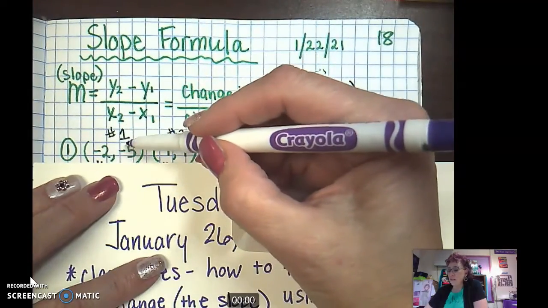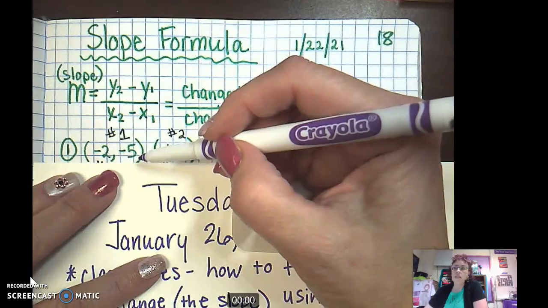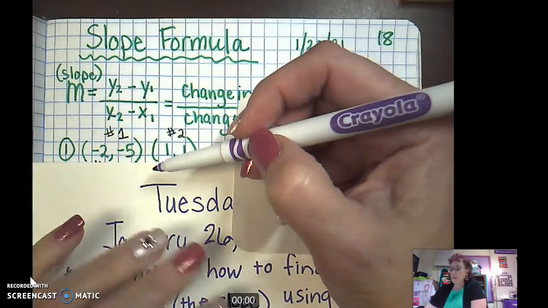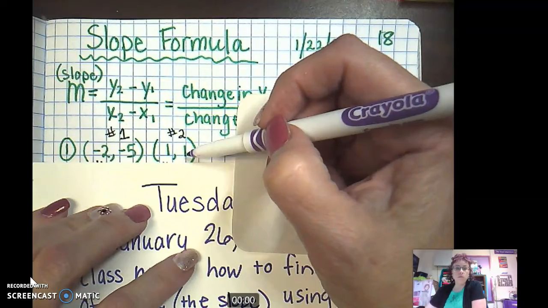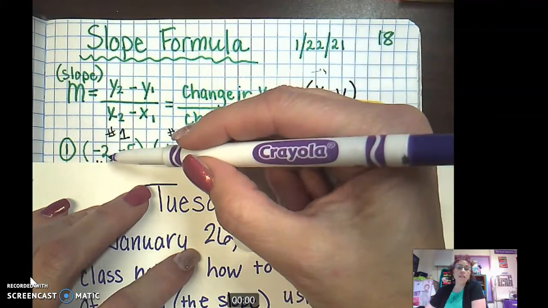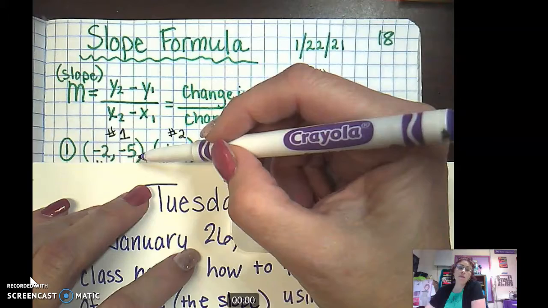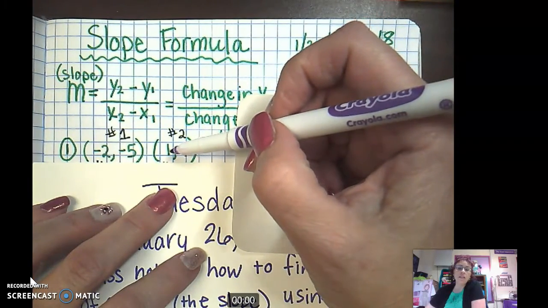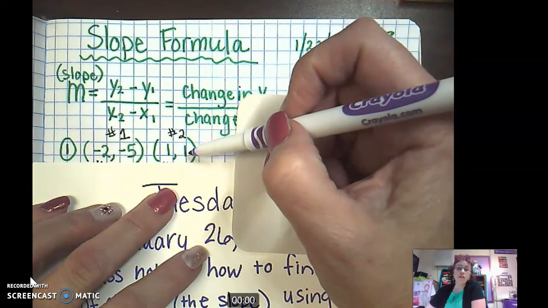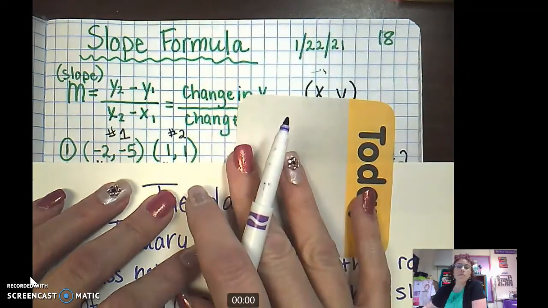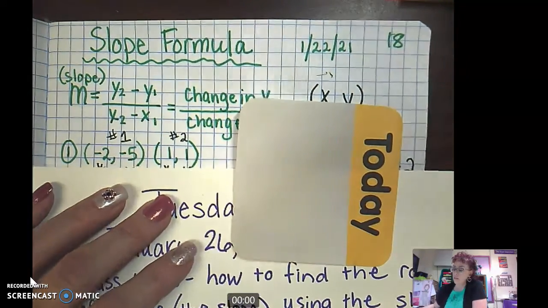So here we go. Here's point number 1, the first point. This is point number 2. We have -2 as the x value, -5 as the y value, and over here we have 1 as an x value and 1 as a y value. So the way we label these is like this.